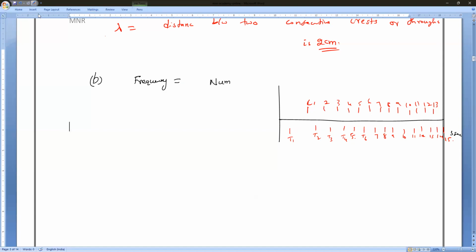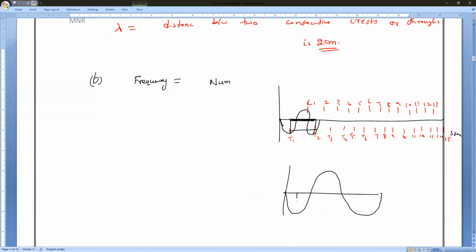So now count the number of waves between them. Let me take the 15th trough. One trough to another trough is called the wavelength. Am I right? So frequency, one wave, correct? You can take it from any point. From here to here it is called one wave only. Is it right? Yes or no? Yes, sir.